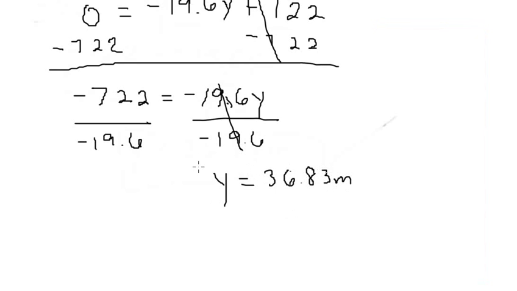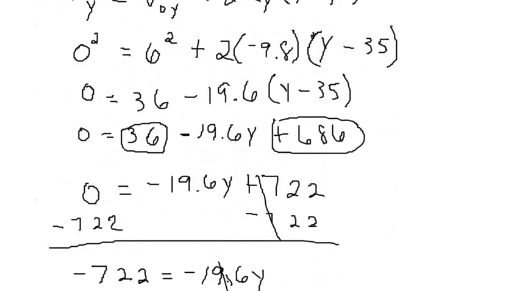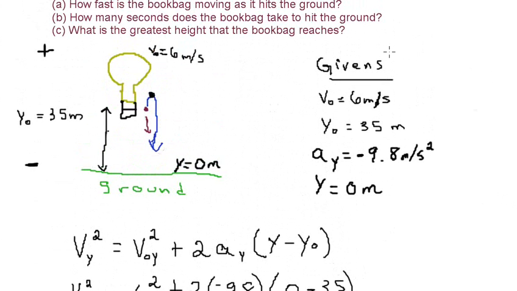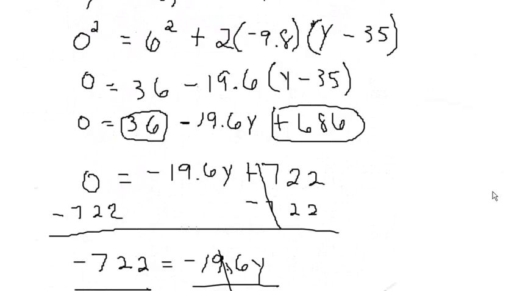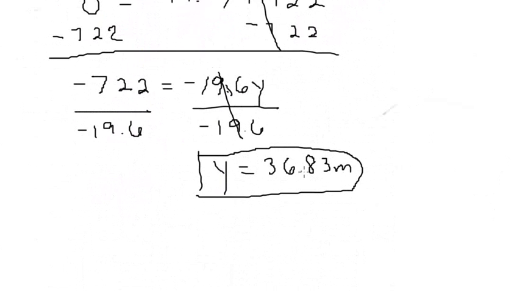meters. Okay, so this is the highest that the book bag is going to go, and it kind of makes sense because if the book bag was dropped from 35 meters, it's only going to go up a little tiny bit, so that tiny bit is 36, which is what we just found out. We just found out that the highest the book bag is going to go up is 36.83 meters. Okay, so this concludes this video. I hope the example helped.